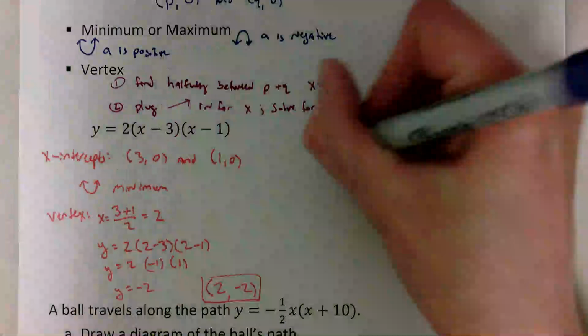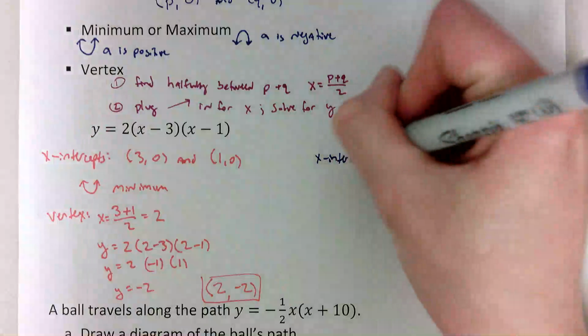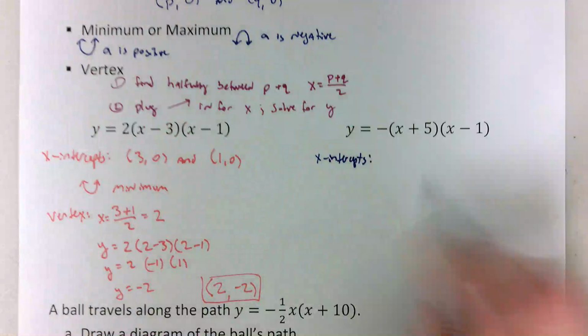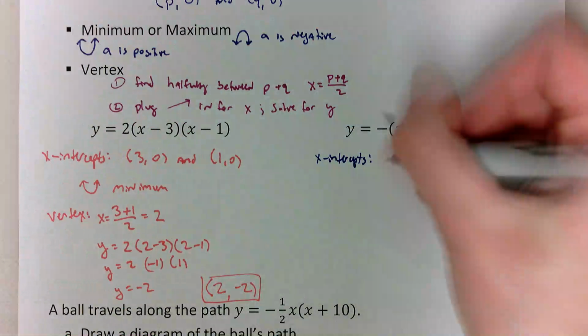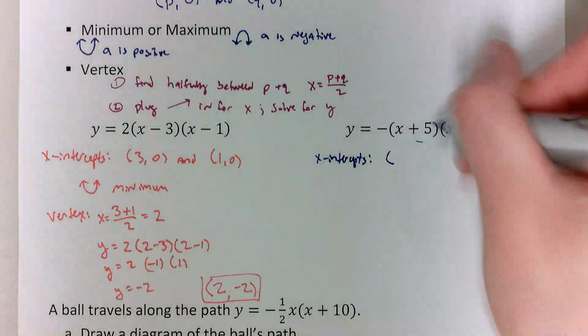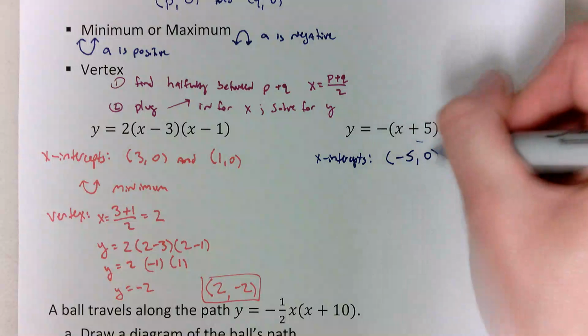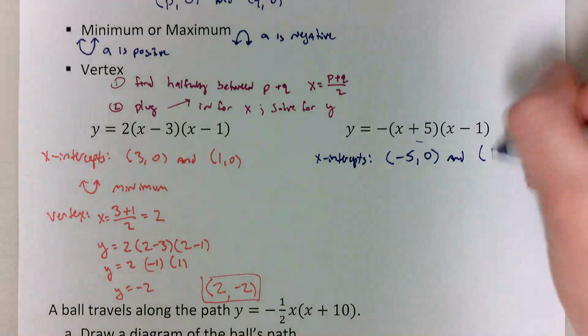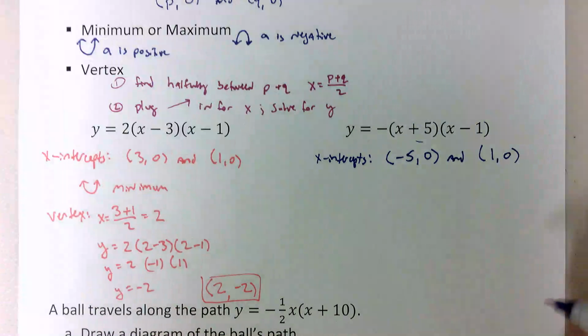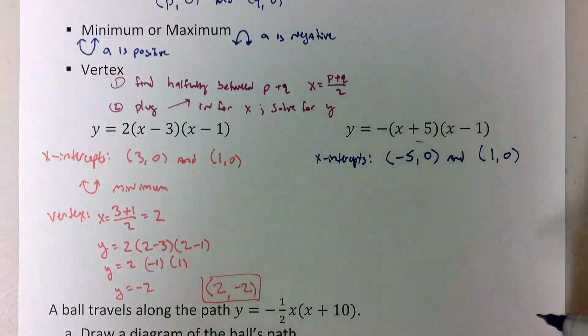All right, so let's do it again with this one. So first off, our x-intercepts. Again, backwards of what they look like. And the second number is always 0. So the first one, it's not +5, but it's going to be -5, 0. And the second one, it's not -1, it's +1, 0. So it's backwards of what it looks like.